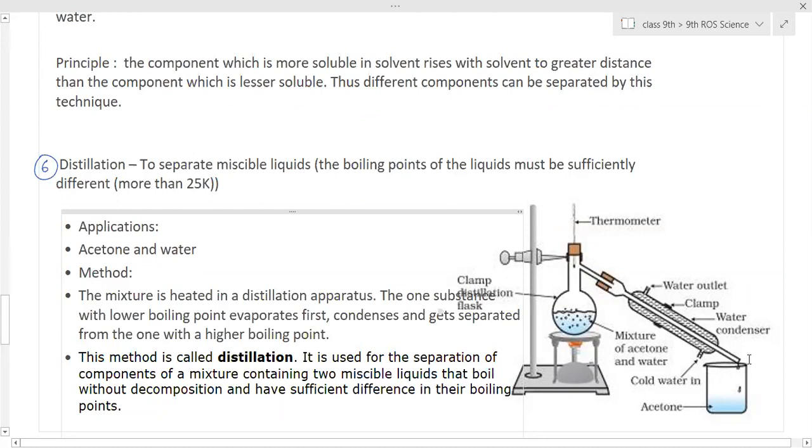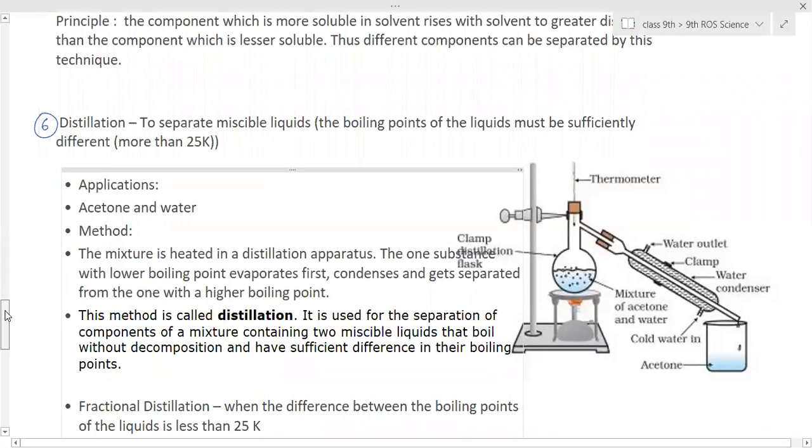This process is done only for those liquids whose boiling points differ by more than 25 Kelvin, that is, a 25 degree Celsius difference should be there. Ma'am, suppose they give a question, what is the process used to separate acetone and water, can we write evaporation also? No, this is not by the evaporation process.